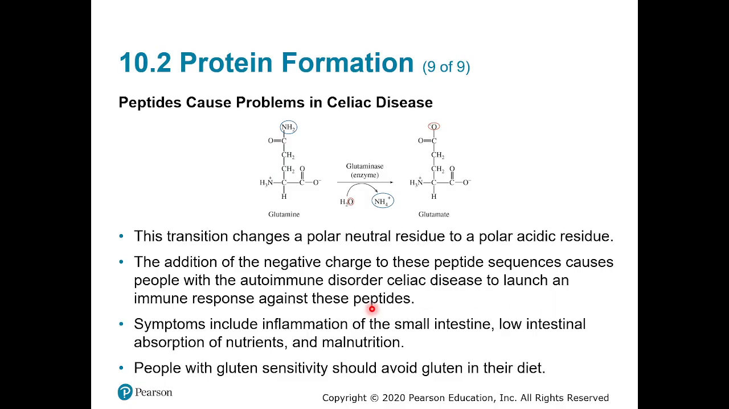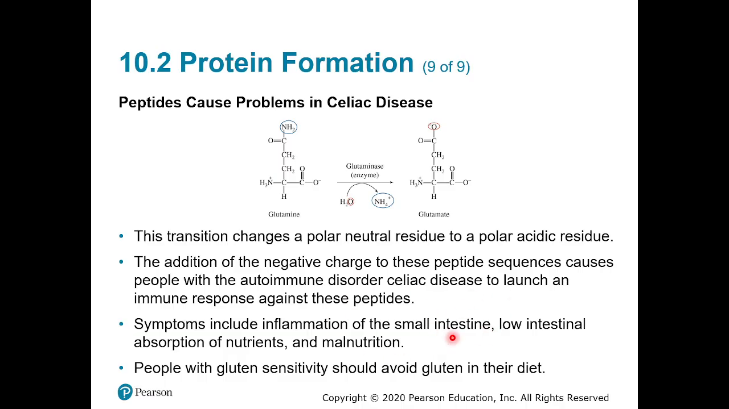The lower intestinal absorption of nutrients, so you get very low absorption in your intestine for the nutrients. This can cause malnutrition, and so you're not going to have the things that should have been absorbed. You're not going to have those in your system, meaning you won't be able to produce the sort of enzymes and proteins that you should be producing.